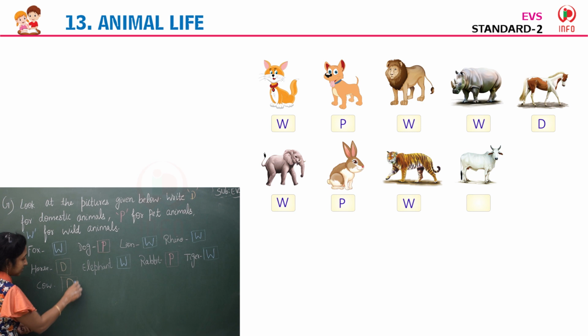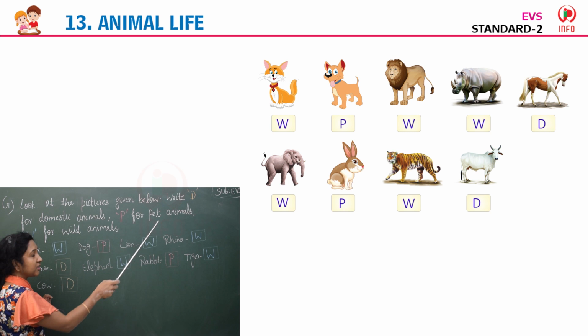Yes. So children, the first image is of a fox. It's a wild animal, so write W in the square box. Second image is of a dog, a pet animal, so write the letter P. Next is lion, a wild animal, so letter W you have to write in the square box. Next is rhinoceros, rhino, it's a wild animal, so W.